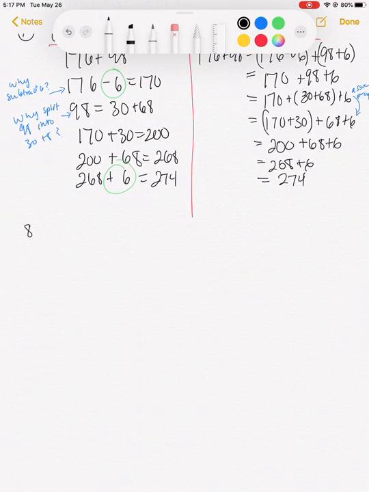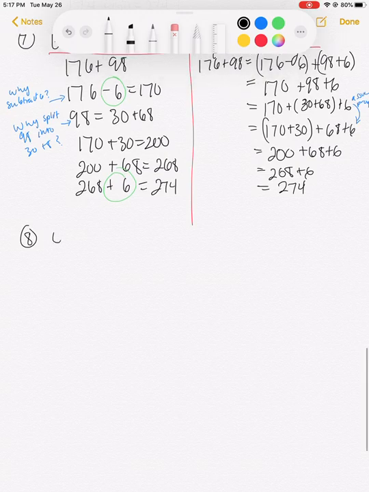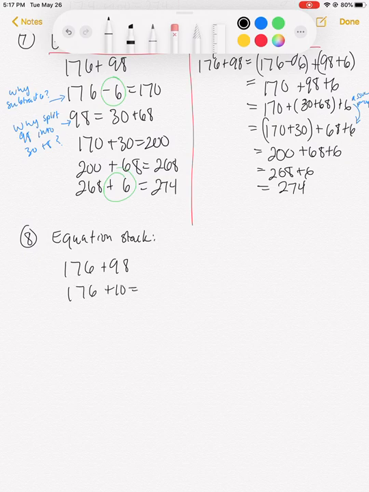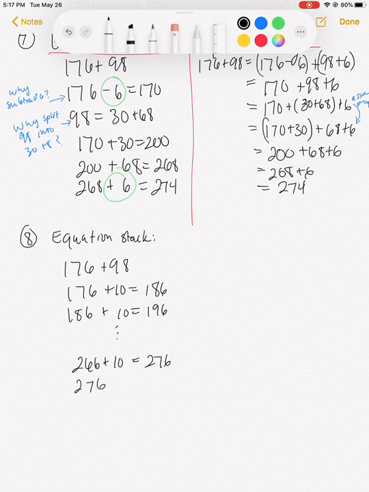Last strategy for this part, which we will probably just skip because in the equation stack, we'll skip a lot of it. The student had just added on, for 176 plus 98, they just added on 10s. 176 plus 10 equals 186. 186 plus 10 equals 196. And they did that all the way down to 266 plus 10 is equal to 276, which was too much. So they added on a whole 100, 10 sets of 10, and then they subtracted the 2, because 98 is 100 minus 2.